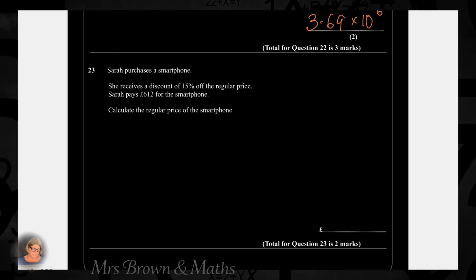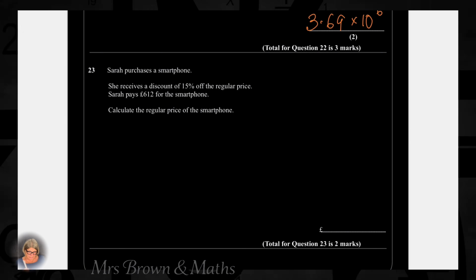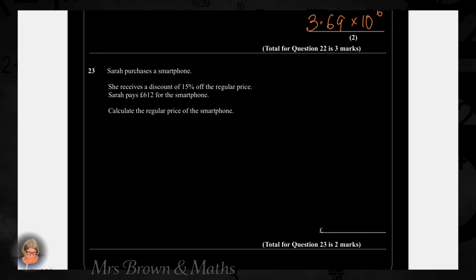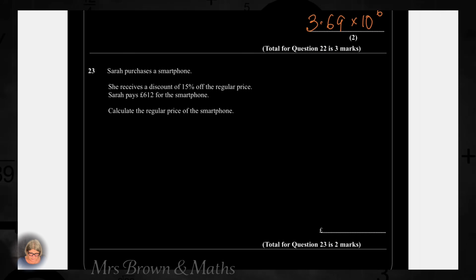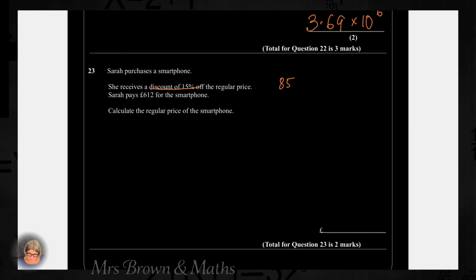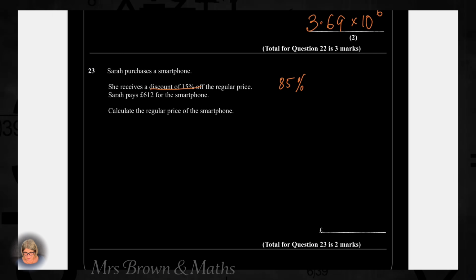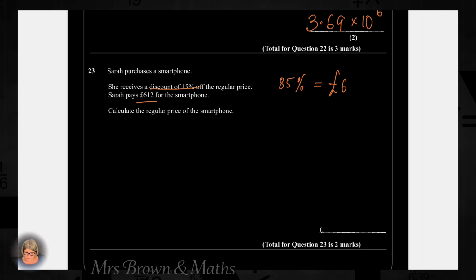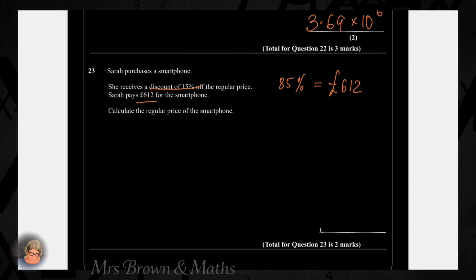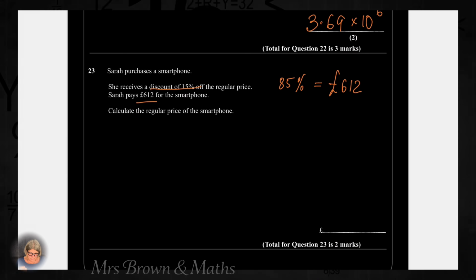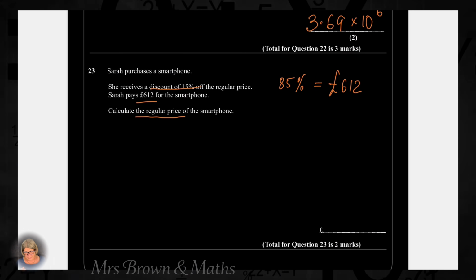Right, next one. So Sarah decided to buy a smartphone and she receives a discount 15%. It means she paid only 85% of original price. And this 85% is 612 pounds. What was the regular original price of smartphone?